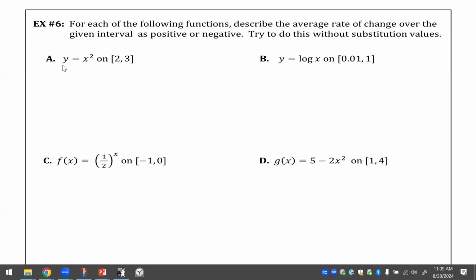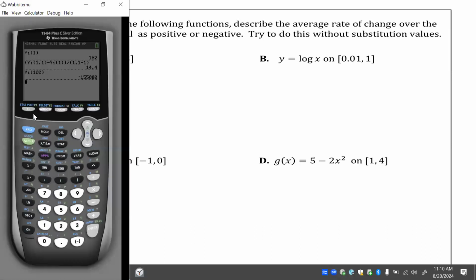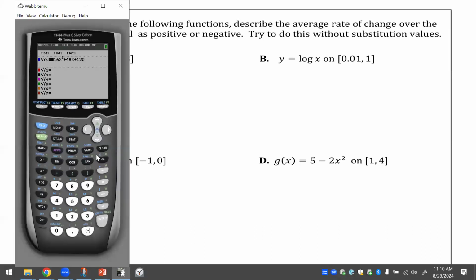Okay, so I'm going to graph the parent function for quadratics first. I'm going to go to y equals, delete what I have in there. And I put x squared.